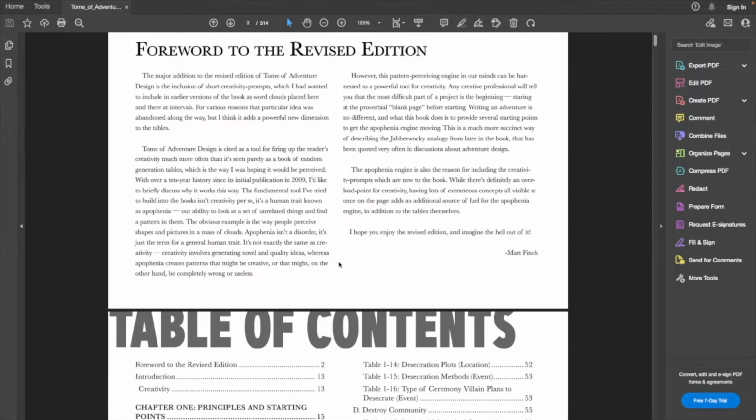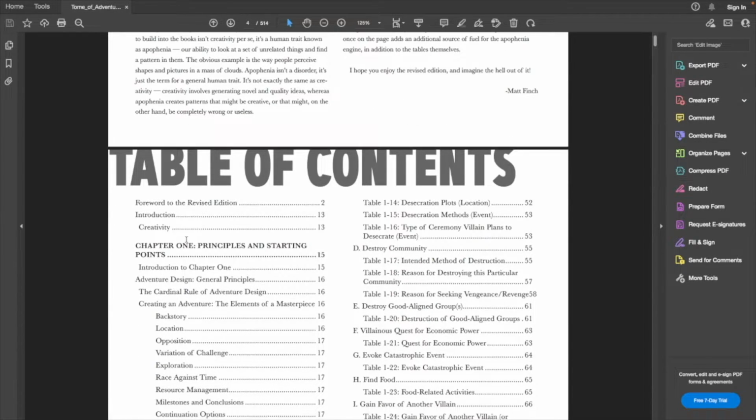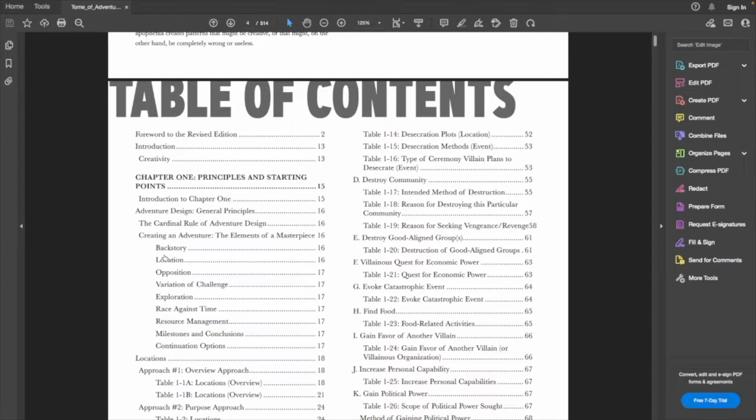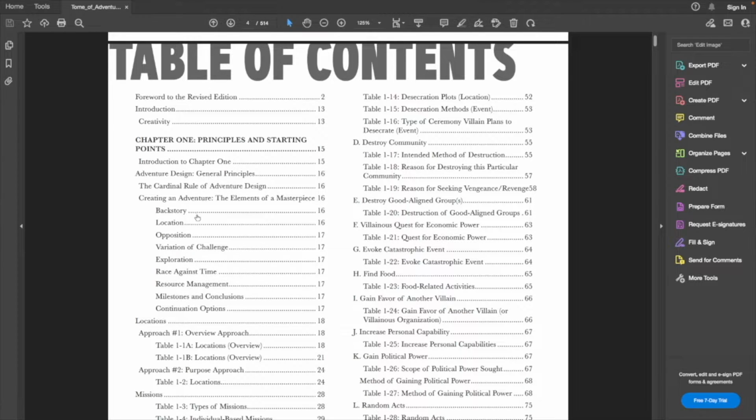Okay, so let's take a look at the table of contents. We just read that foreword. Introduction and Creative. So chapter 1, we have principles and starting points, and we talk about the adventure design and it gives a whole bunch of tables for backstory, location, opposition, variation, challenge, exploration, race against time, resource management, milestone and conclusion, and continuous options.